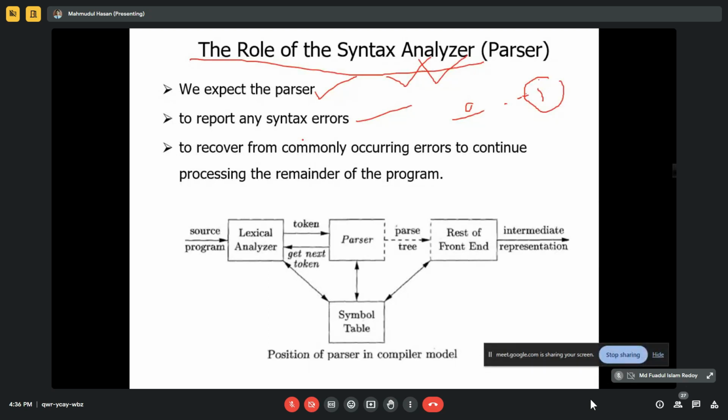So at first it will produce a parse tree or syntax tree, then it will detect the syntax errors of your source code, and then it is responsible for handling commonly occurring errors. That means it is responsible for error recovery. Okay, got it?